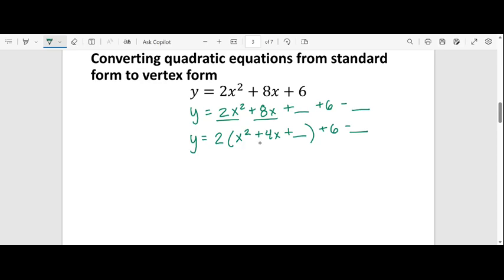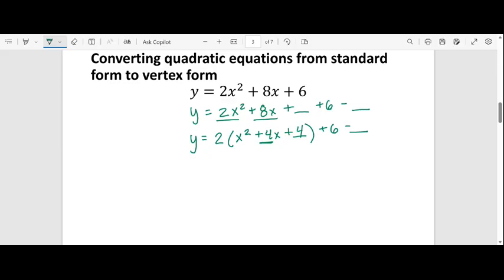So I can take half of my middle number, which is 4. That's going to be 2 is half my middle number, right? And I can square it. So 2 squared is going to give me 4. So I'll put a 4 in that first blank. But here's the challenging part. We're not actually going to subtract 4 here.